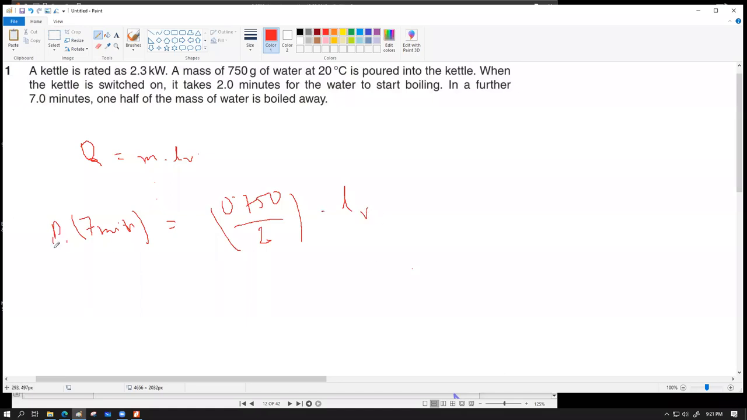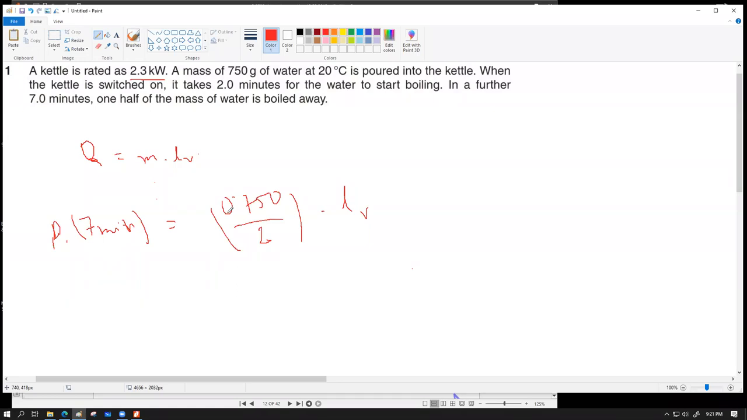So you place all the values over here. Power is 2.3 kilowatt. You place everything, and you get the answer. One of the mistakes that you might have come across is either choosing a different time amount, or maybe not dividing this by 2. These are two possible sources of error you might have had.